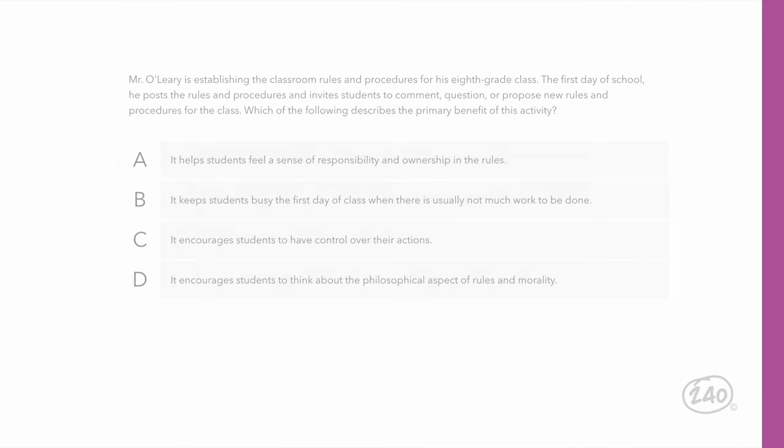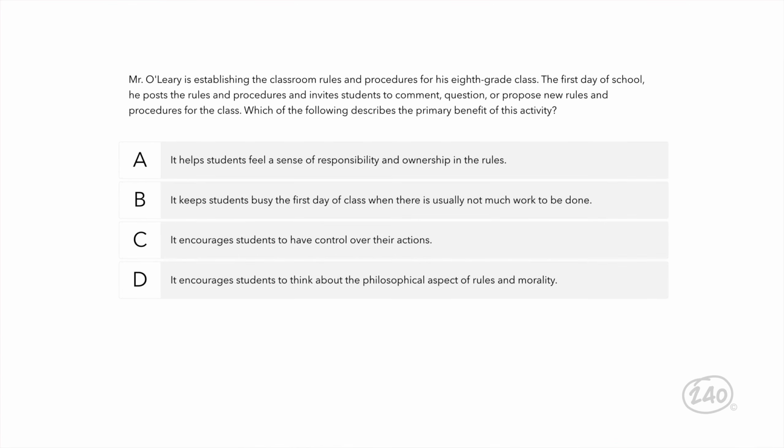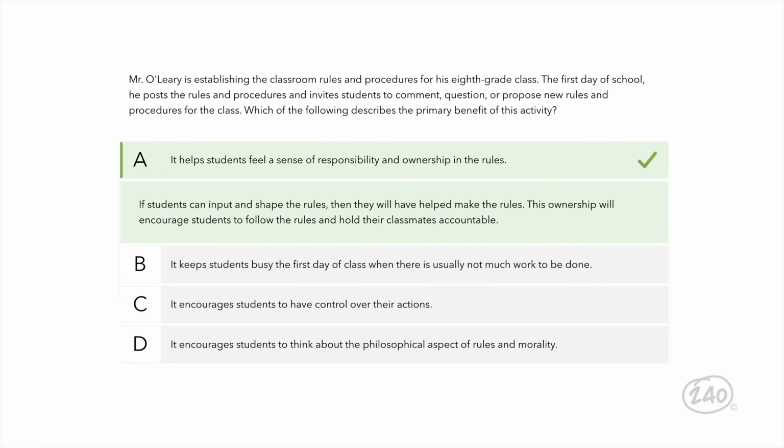All right, now what about that classroom management piece? Remember how we talked earlier about how being proactive is the best thing you can do for classroom management? That's exactly what's happening in this example. The teacher is establishing her rules and procedures. As part of that process, the teacher is allowing the students to have an open discussion about the rules. This helps students feel a sense of responsibility and ownership in the rules, which is this choice. Since the students feel like they helped create the rules, they're much more likely to follow them.